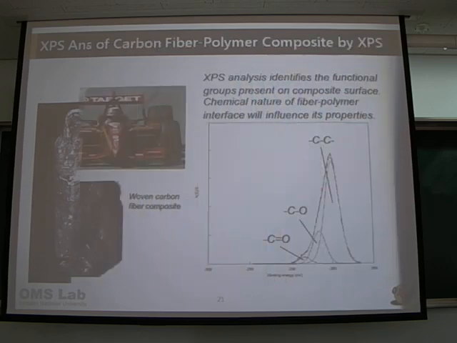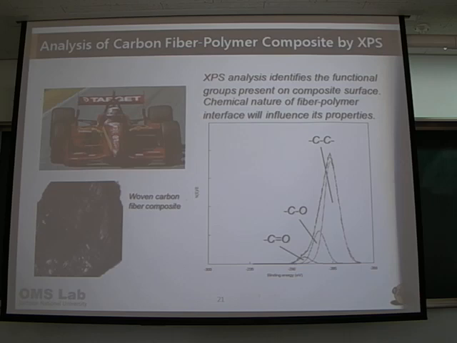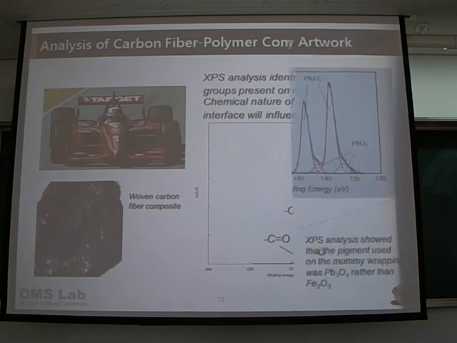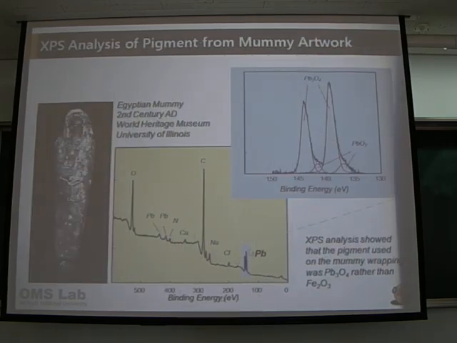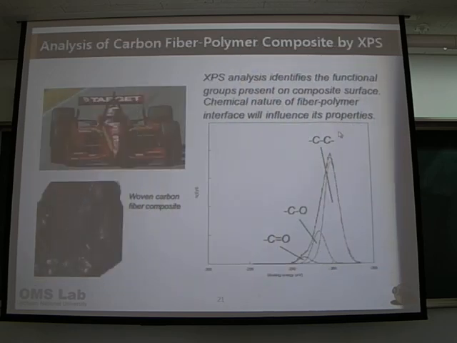Okay, go ahead. And the next figure, this one: XPS analysis identifies the functional groups present on the composite surface, the chemical nature of fiber, polymer. It means if we look at here, this is the survey data, and if we draw the high resolution for this part, then we know what type of element is here. Very similarly, we know the functional group if we draw the high resolution. Then look at here, in this case the carbon-oxygen double bond, carbon-oxygen single bond, carbon-carbon bond.